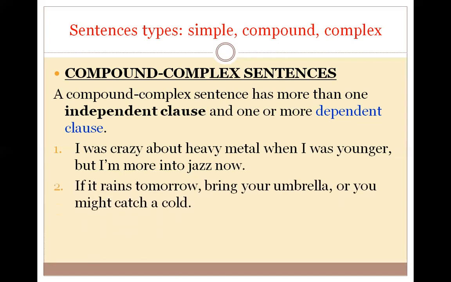If it rains tomorrow, bring your umbrella or you might catch a cold. If it rains tomorrow, now if it rains tomorrow, it means something is there. It sounds like an incomplete sentence. This means it's a dependent clause. Bring your umbrella, complete thought, complete sentence, independent clause. Or you might catch a cold. Again, dependent clause.